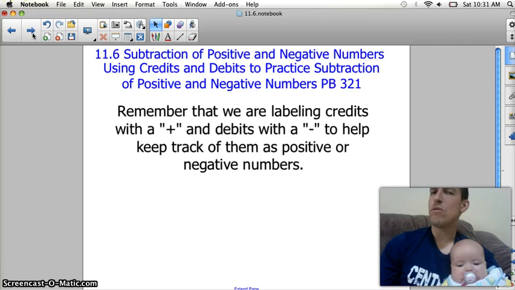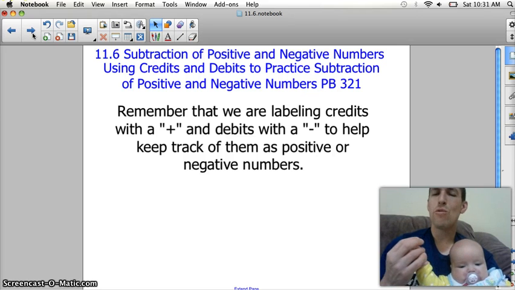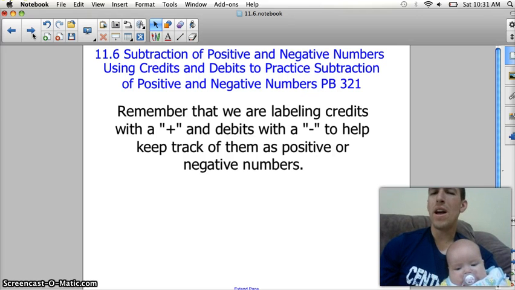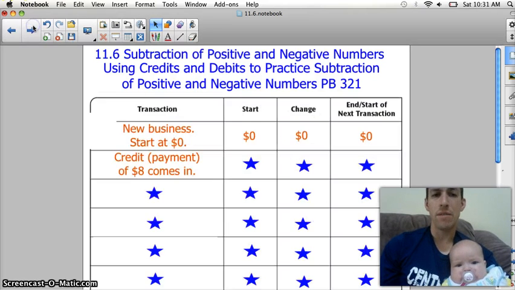Now this is very confusing. This confuses a lot of people. So spend some time and think about this, and we will practice this in class if it doesn't make sense. But really delve in to say, what do you mean by subtracting? Remember that when we're labeling a credit, we do it with a positive sign, and a debit, we do it with a negative sign to help keep track of positive and negative numbers.